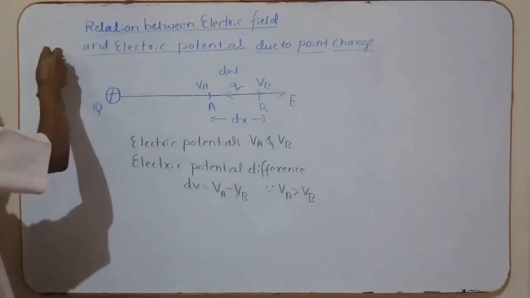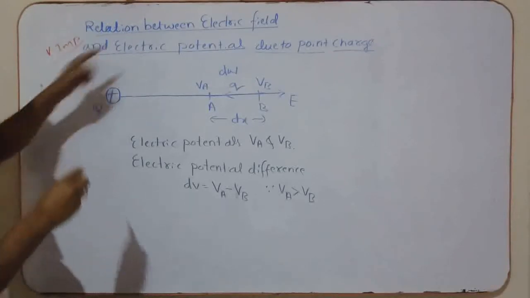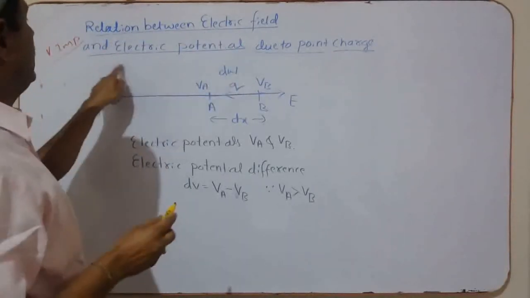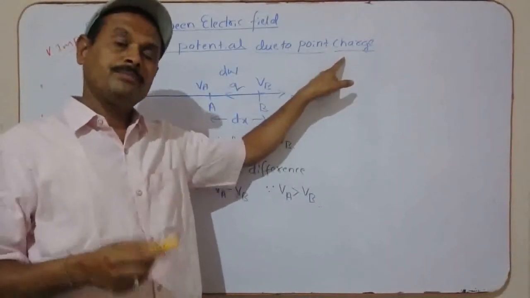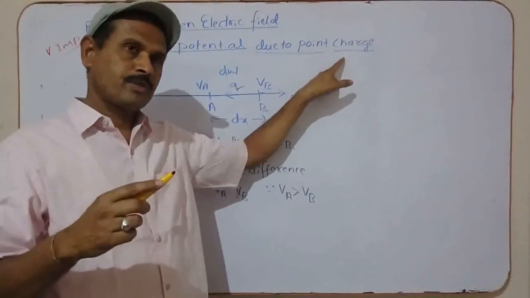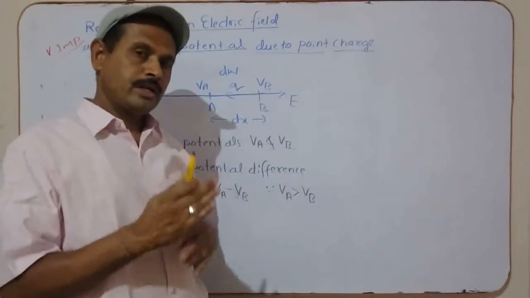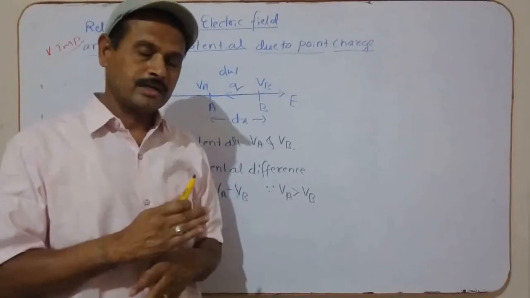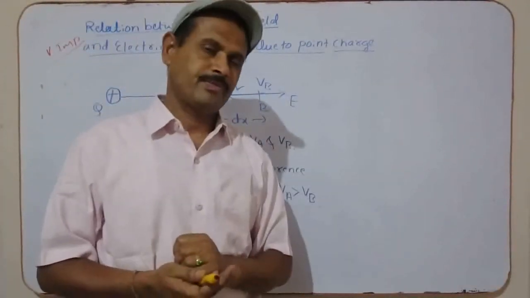This is very important. That is the relation between the electric field and electric potential due to a point charge. In previous video clips on the second chapter in electrostatics, you derived that relation between the electric field and electric potential by using equipotential surfaces.